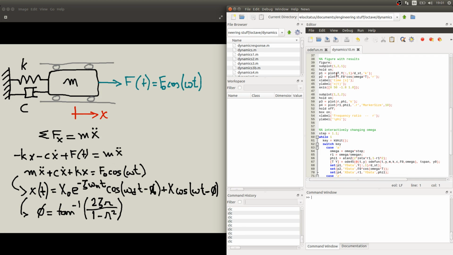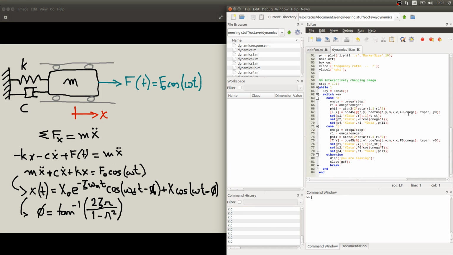Regarding the figures, on the time response, so the first subplot, I'm superimposing the force as function of time to the displacement as function of time. Regarding the other subplot in the frequency response, I'm plotting the phase angle phi as function of the frequency ratio and superimposing the current phase angle as a red dot.